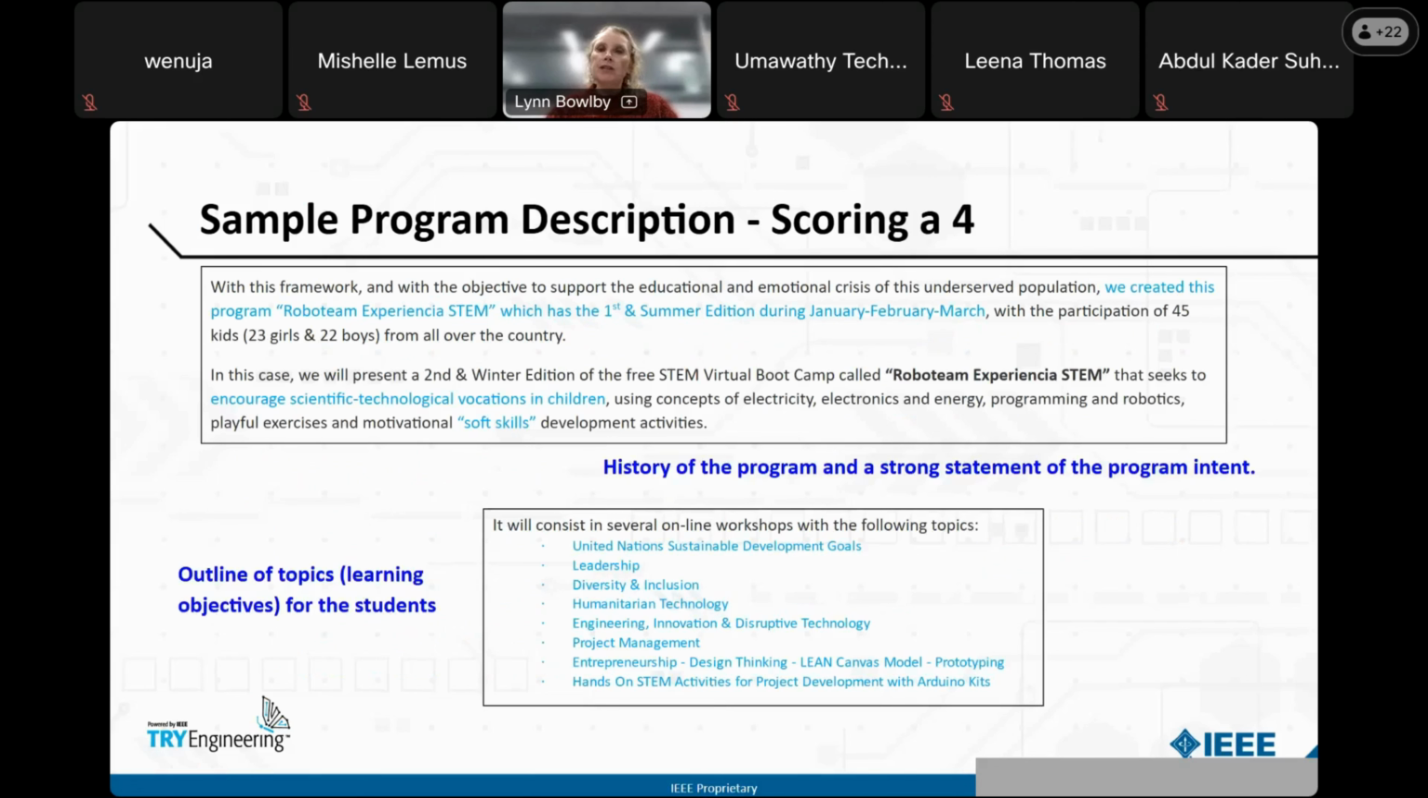And so the history of the program, a strong statement of the program intent, the outline of topics or learning objectives that you would like to target for the students within your program. So you want to think about those kinds of things when you're putting your answer together. Give us as much detail as you possibly can, and look back to this PowerPoint to get an idea of what has received a score of a 4 in the past and the type of information that our reviewers look for.